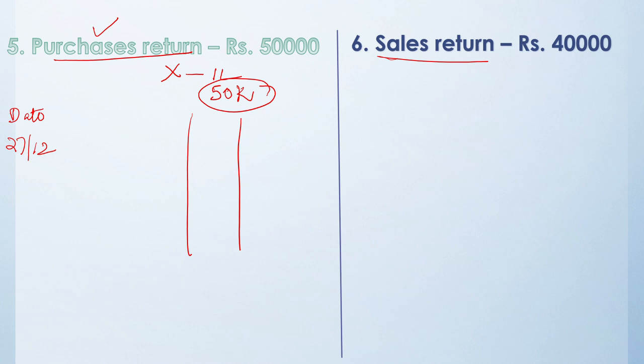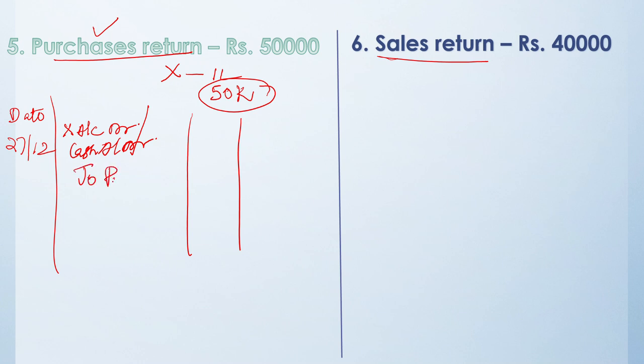When Mr. X is returning the cash then and there to you for those goods, it will come as cash to purchase return. When Mr. X is yet to make the payment for those returned goods, then Mr. X shall be debited. Okay. I'll just jot it down here. X account debit or cash account debit to purchases return account.